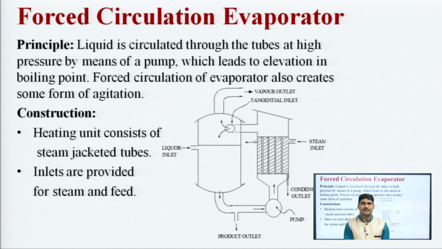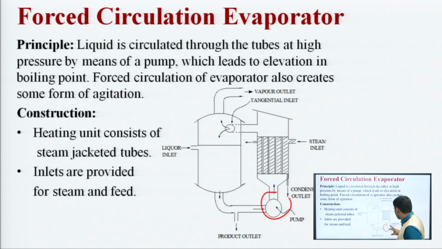Now, the next evaporator is the forced circulation evaporator. In this case, the principle behind it is that liquid is circulated through the tubes at high pressure. Here a pump is used, by the help of which liquid is pumped into the evaporator. So, this leads to elevation in the boiling point. Forced circulation evaporation also creates some form of agitation while working.